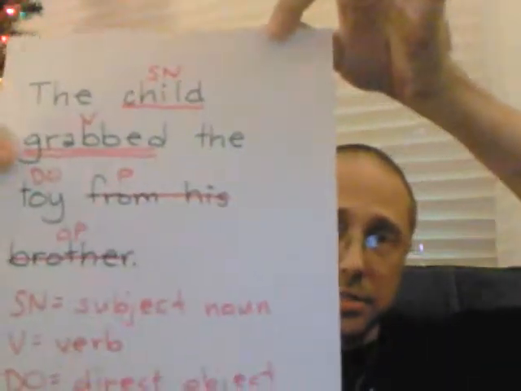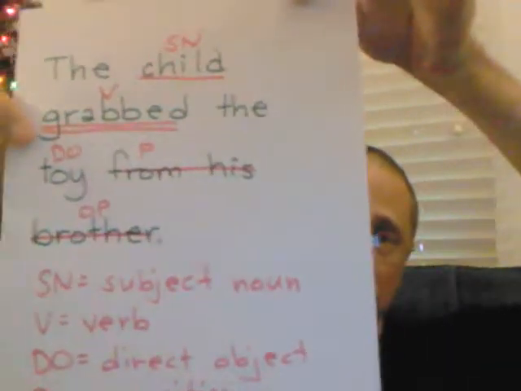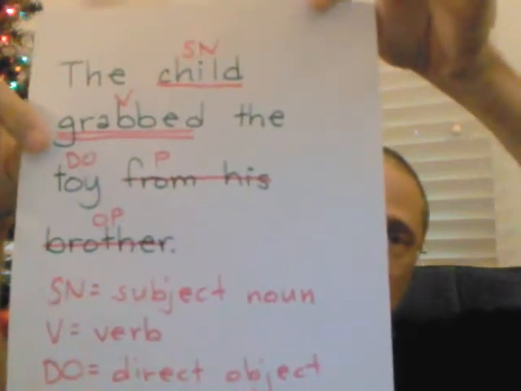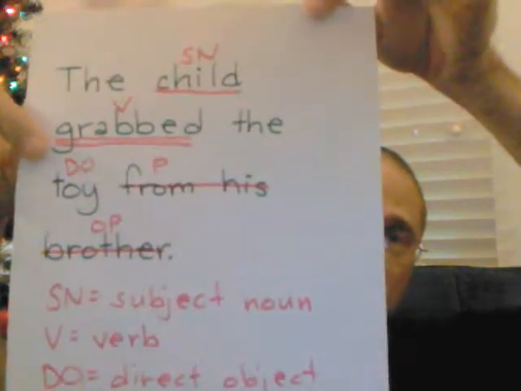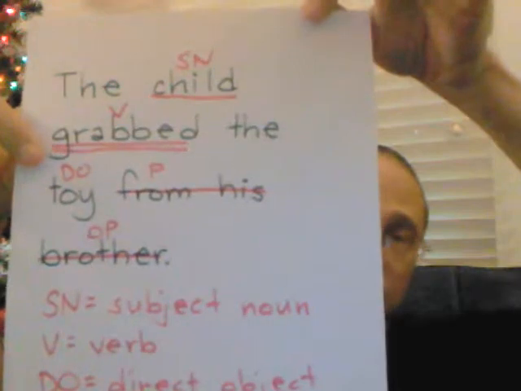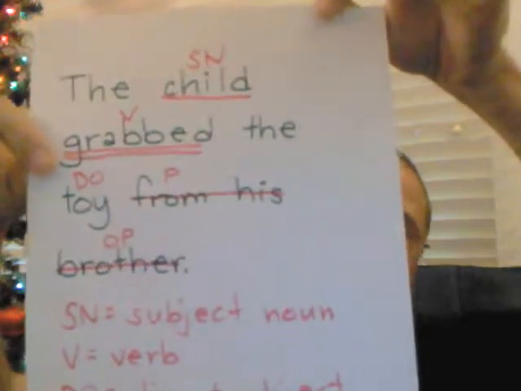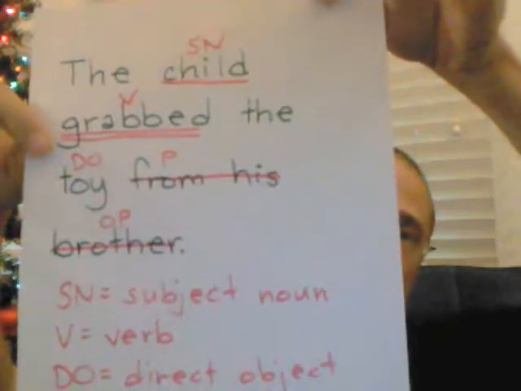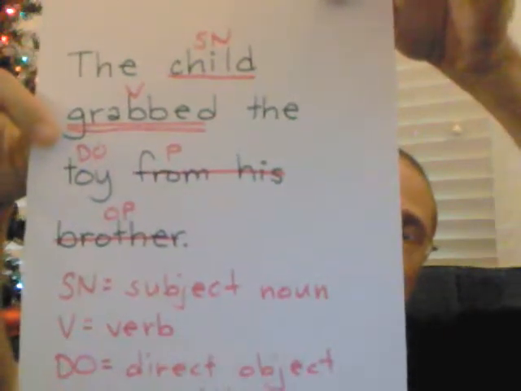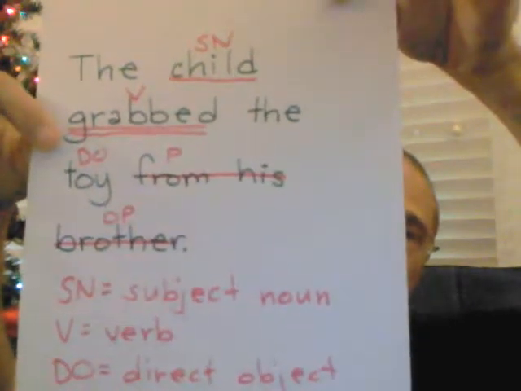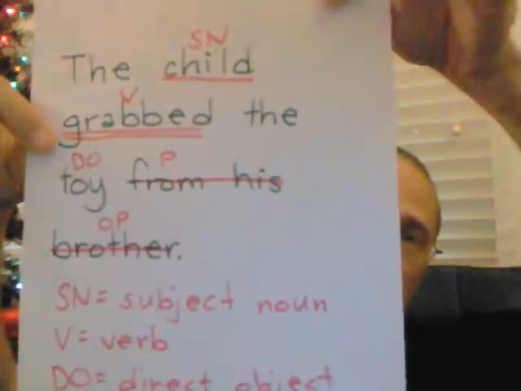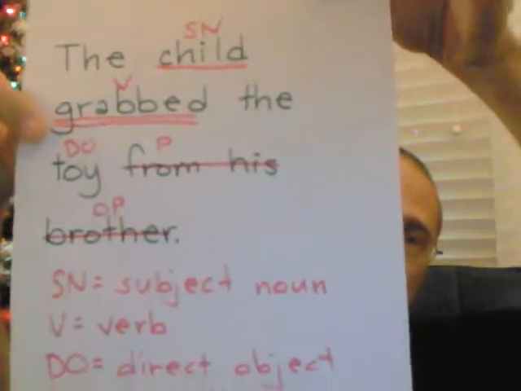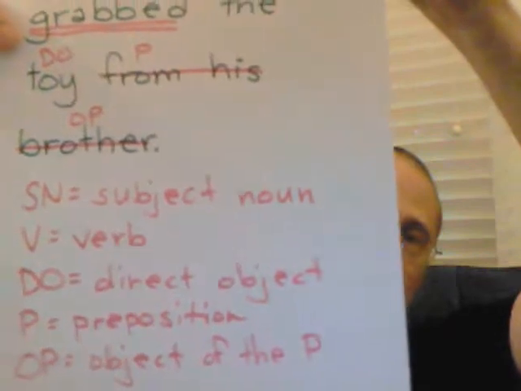Last time we looked at a sentence with a direct object. We looked at this sentence. The child grabbed the toy from his brother. Notice the major parts of the sentence have been labeled for us already. The subject noun is child. The verb is grabbed. The direct object is toy, and the prepositional phrase is from his brother, with from being the preposition and brother being the object of the preposition.